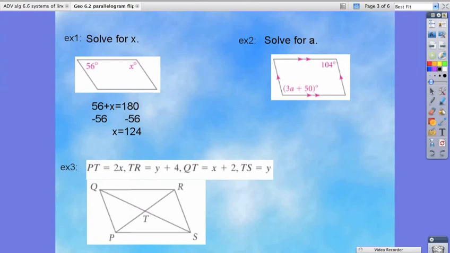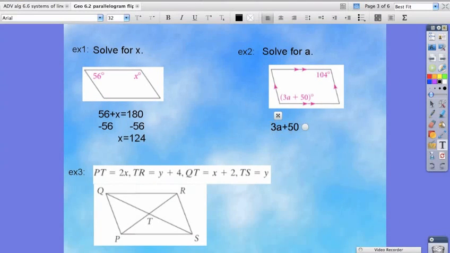Example 2, this is based off of the angles, and remember opposite angles in a parallelogram are congruent to one another. So we have 3a plus 50 equals 104. We're going to subtract 50 from both sides. We get 3a is equal to 54. And we're going to divide by 3 on both sides. A is equal to 18. So a equals 18.